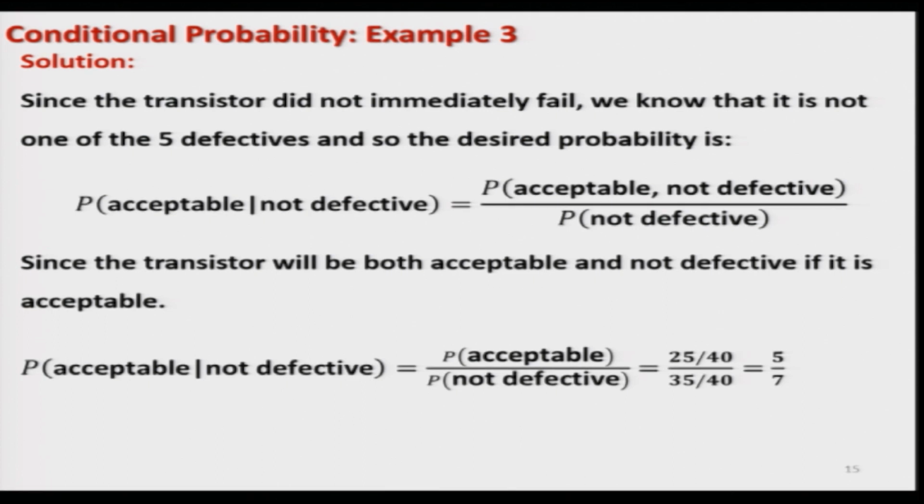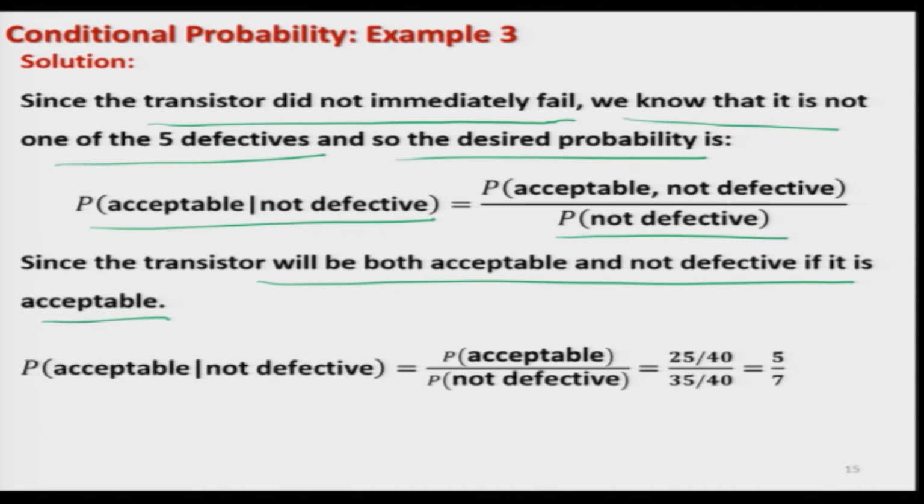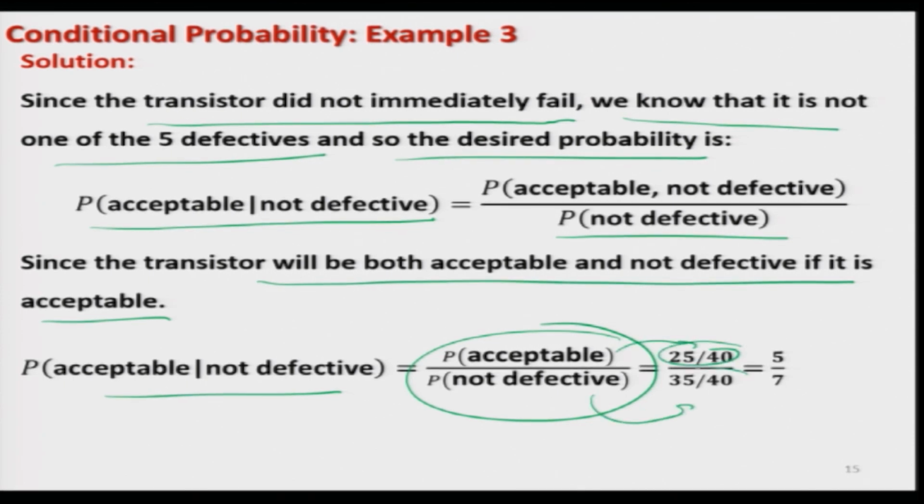In order to find such probabilities, since the transistor did not fail immediately, we know that it is not one of those 5 defective transistors. So the desired probability is the probability that the transistor is acceptable given that it is not defective. That is probability of acceptable intersection not defective divided by probability of not defective. Since the transistor will be both acceptable and not defective if it is acceptable, the probability of acceptable given not defective is equal to probability of acceptable divided by probability of not defective, which is 25 upon 40 divided by 35 by 40. This comes out to be 5 by 7.